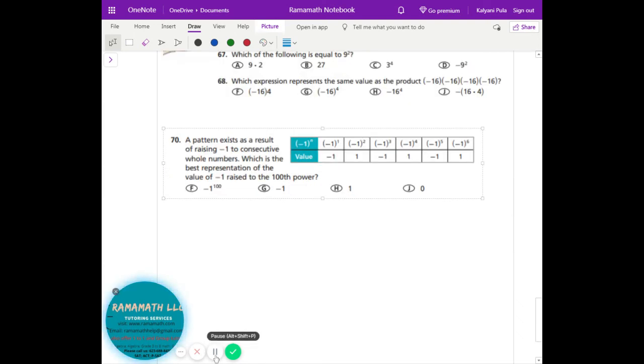A pattern exists. Are you sure? Yeah, because 1 times 1 times 1 times 1, they all equal 1. Right, but negative 1 to the 100 power, right? So when you see negative 1 to an odd number, let's say it's like 3, this is negative 1. An odd number gives negative 1. But negative 1 to the even number gives 1.